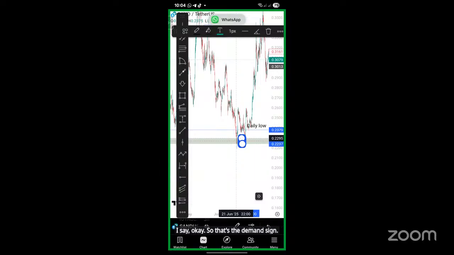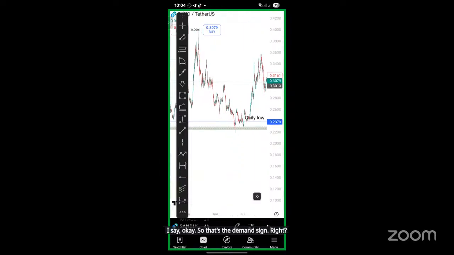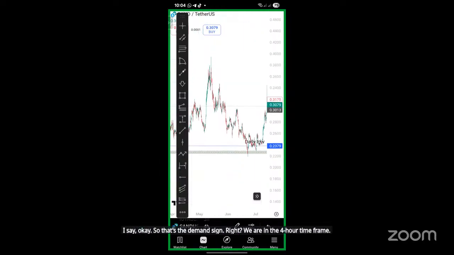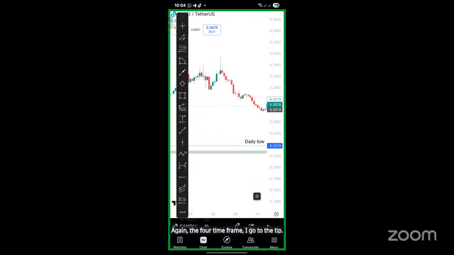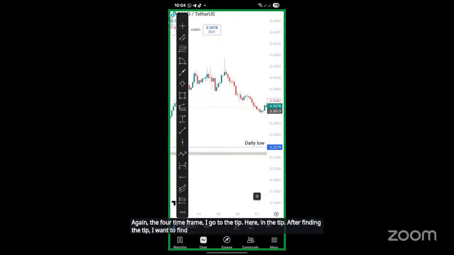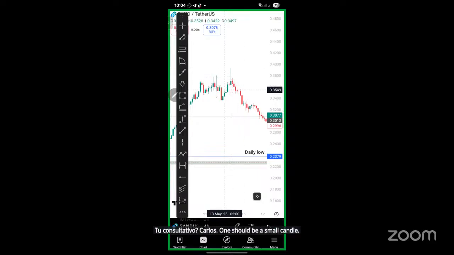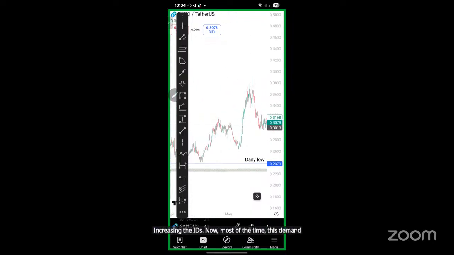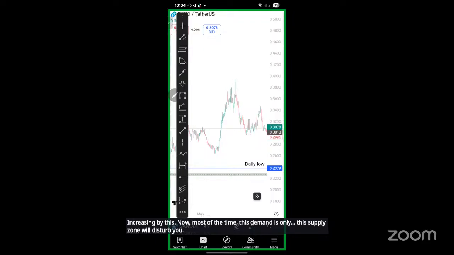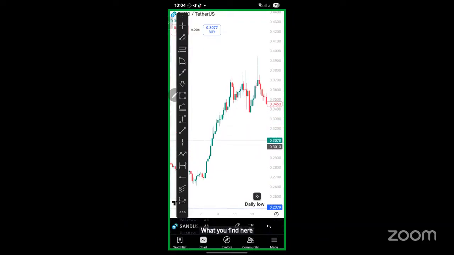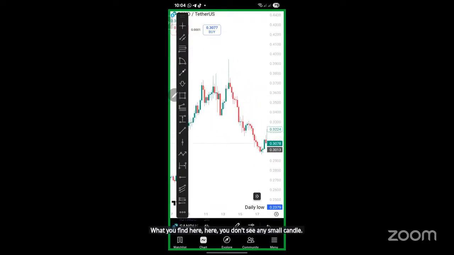All right? We are in the 4-hour time frame. Again, in the 4-hour time frame, I go to the tip. After finding the tip, I want to find 2 consecutive candles. One should be a small candle enclosing like this. Now, most of the time, this supply zone will disturb you because here, you don't see any small candle being followed by a big one.